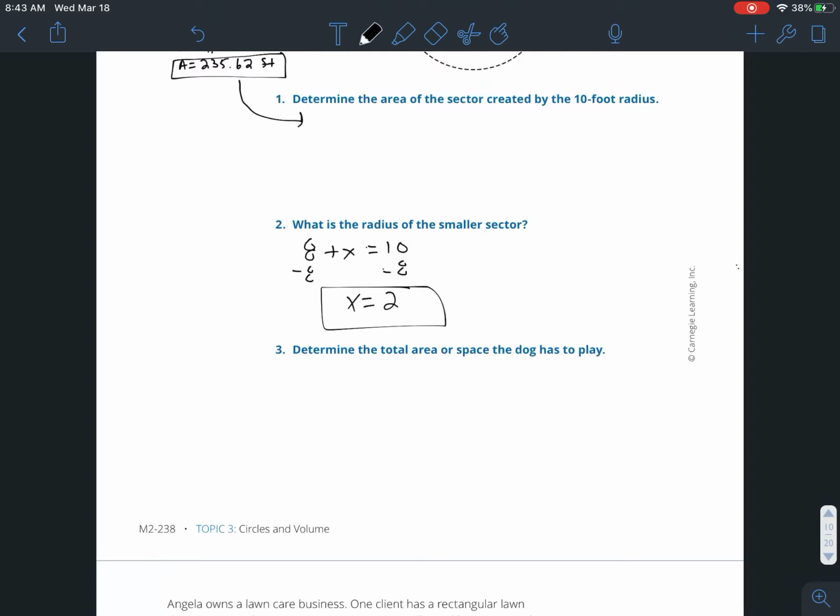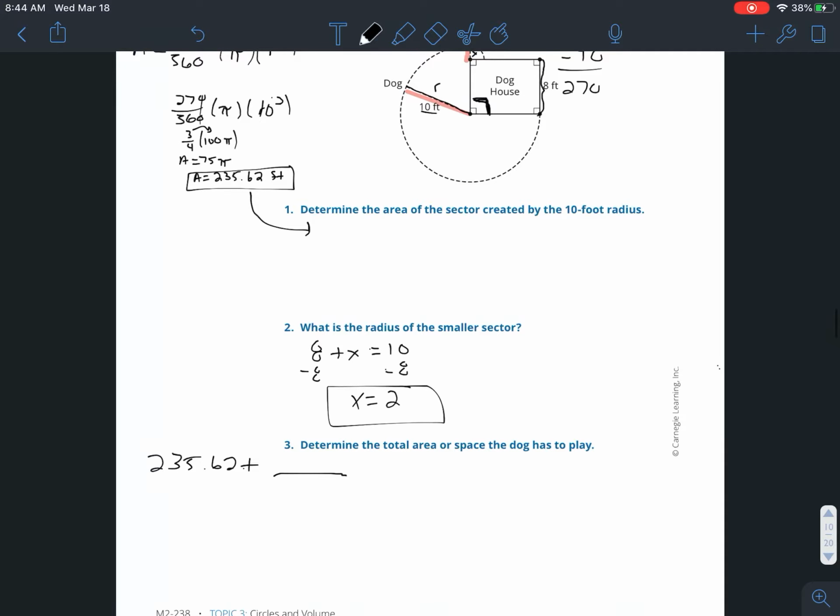So now, this is including adding the doghouse. Okay? So whatever we have to do, it's going to be 235.62 plus whatever we figure out the doghouse to be. So if we look at the doghouse, we know it's 8 feet tall. We have to use the same formula that's up here in the top corner for this. So now we know that's 90 degrees is where that doghouse is. So we have to set up 90 divided by 360. We're going to times it.